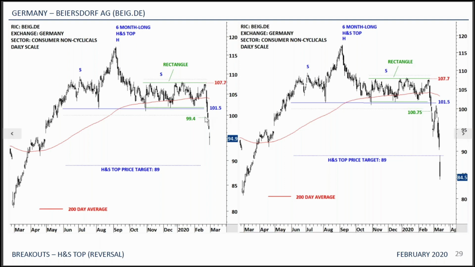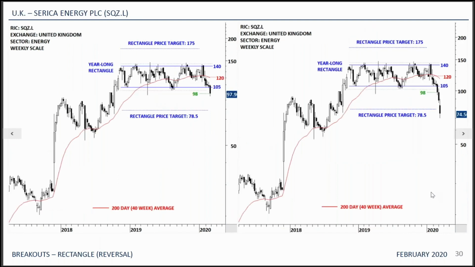The breakdown took place from the rectangle and the horizontal neckline. 1, 2, 3, 4 times. The fifth breakdown is a clear signal. And following the breakdown, a pullback to the chart pattern boundary, and then the price resumed to the price target. 6-month long head and shoulder top.